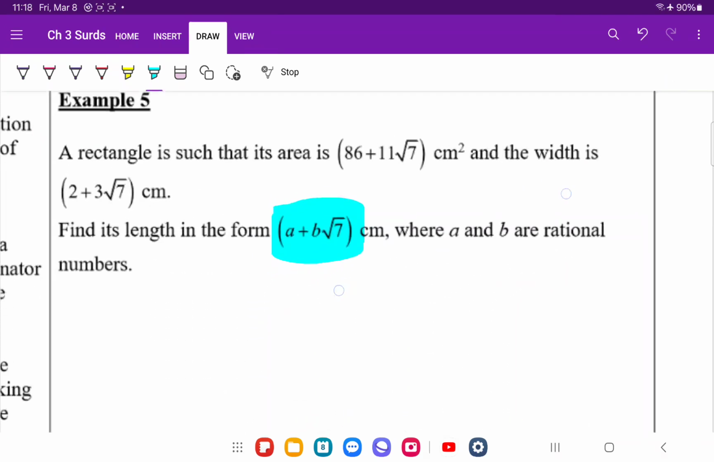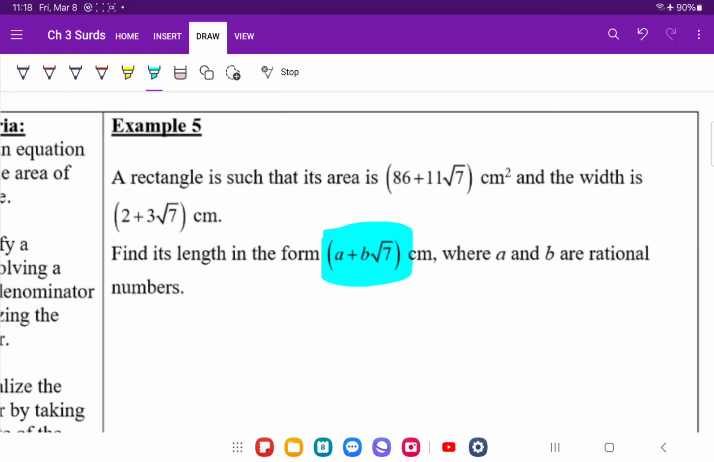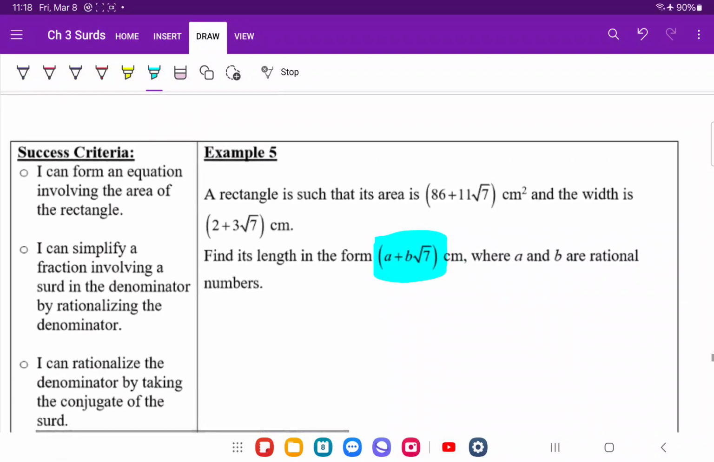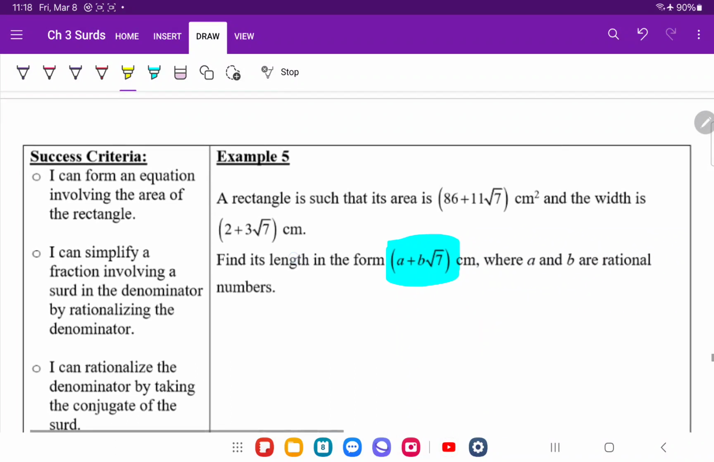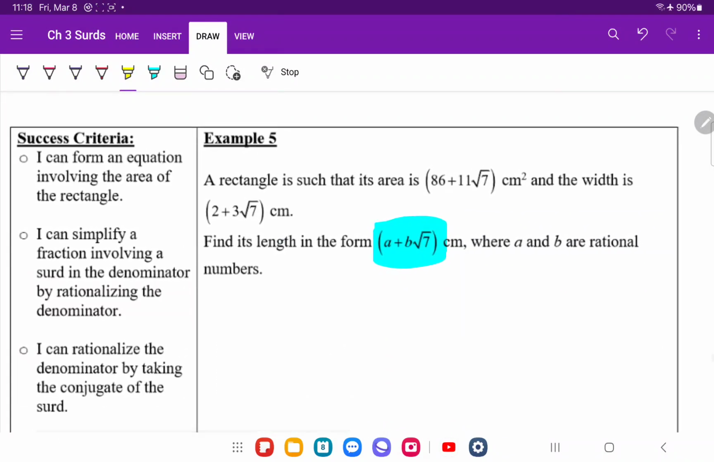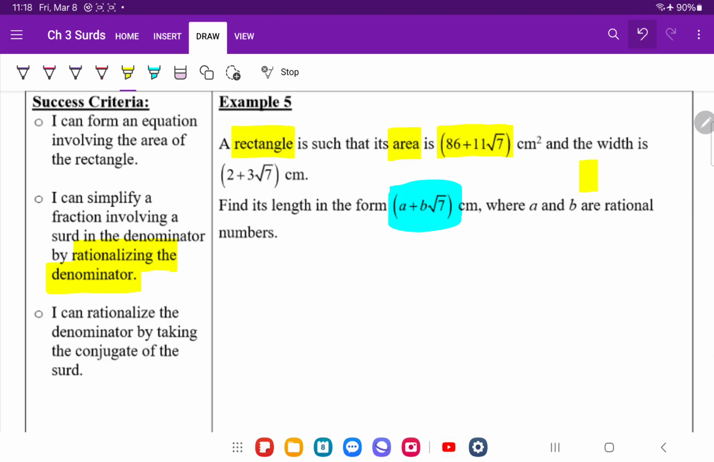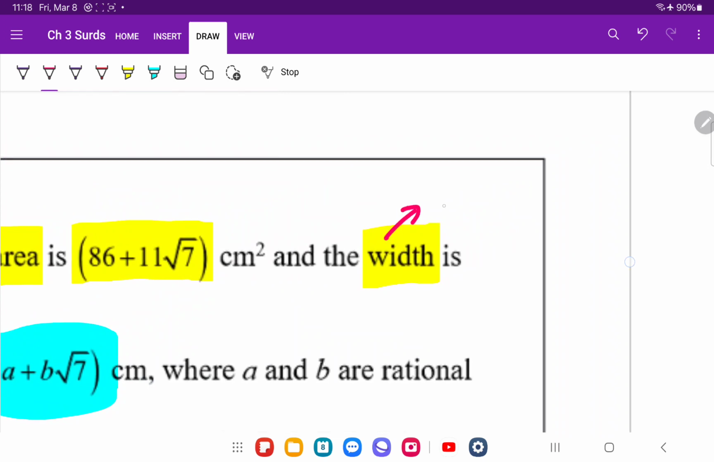Okay, example 5. Let's begin. So we are now going to incorporate the idea of rationalizing a denominator, but inside a word problem. And usually it will involve things like area and perimeter. So for this question, they talk about a rectangle. The area is given, and the width, which is otherwise known as the breadth. Can you go and just write a word there? The word width actually means the breadth.